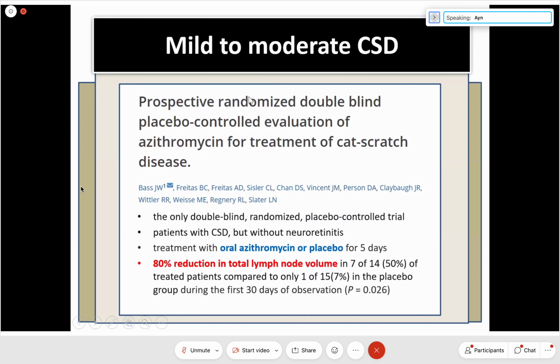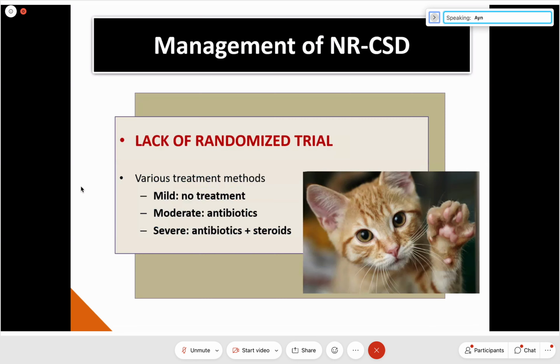randomized trial except this one. This study looked at the role of azithromycin in patients with Bartonella with lymphadenopathy. What they found is that oral azithromycin led to significant reduction of the lymph node volume in 1 month compared to patients that were not treated with antibiotics. So basically, in ophthalmology, this is the only study that we refer to as our basis for starting antibiotics for cat scratch disease neuroretinitis.